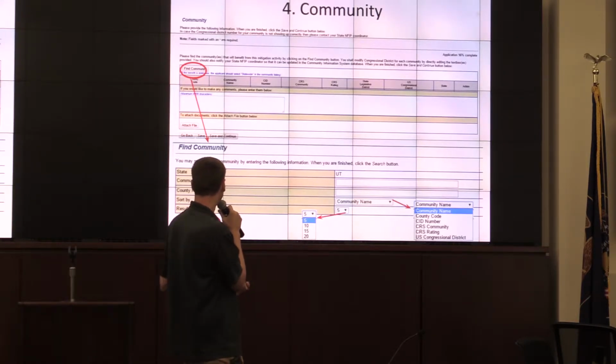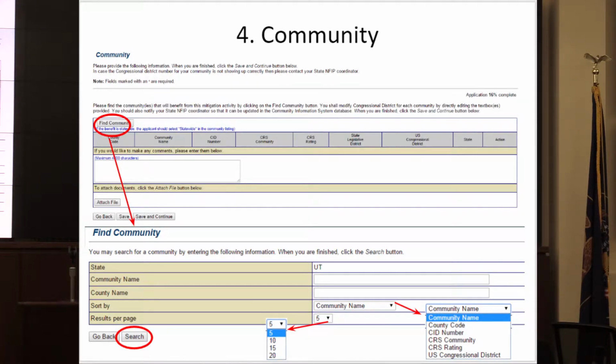So this is your community information. You have that find community button. If you click on that, you can search with several parameters, whether by community name or the other ones. And then you can click search to try to find the community.